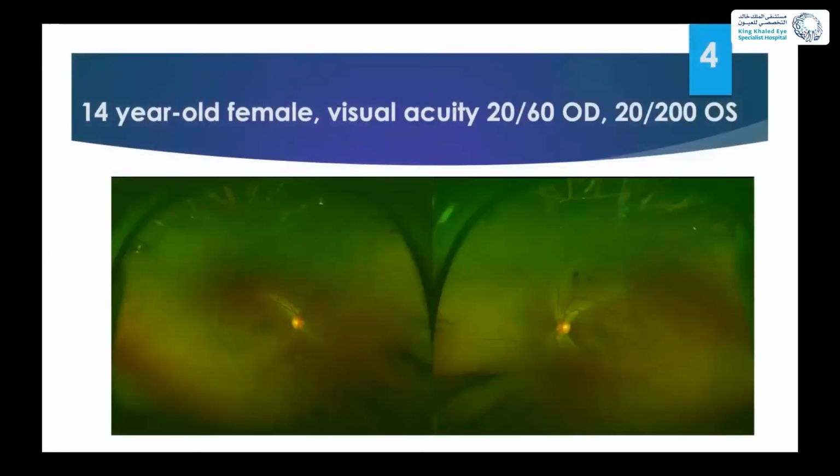Now, this is the fourth case. This is a 14-year-old female complaining of decreased vision for 1 week in both eyes. The visual acuity is 20/60 in the right eye, 20/200 in the left eye. And as you can see, this is the fundus photo of both eyes. You can see there is subretinal fluid at the macular area in both eyes.